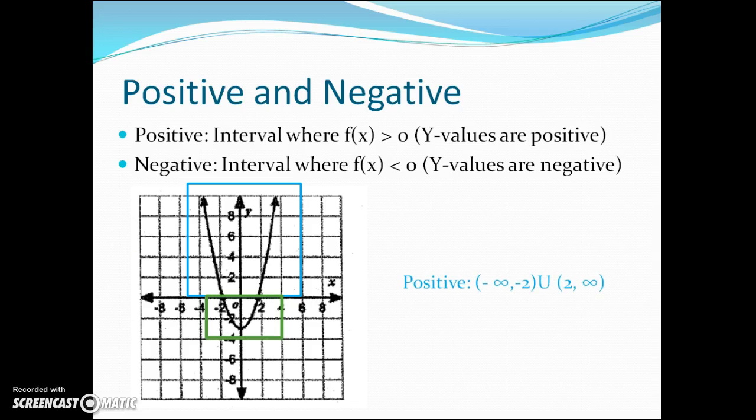So here's how you would write positive. Negative infinity to negative 2 is in the blue box. And then 2 to infinity is in the blue box. And then for negative, negative 2 to 2. So just from negative 2 to 2 is below the x-axis, so it is negative. Just look everywhere that you have y values that are negative and y values that are positive will determine where the graph is positive and negative.